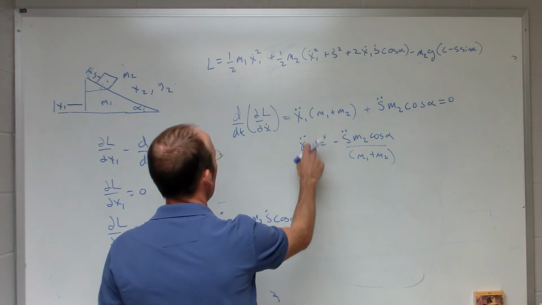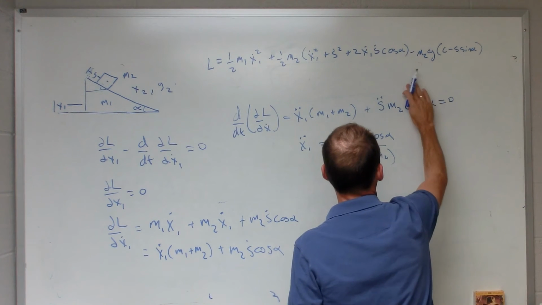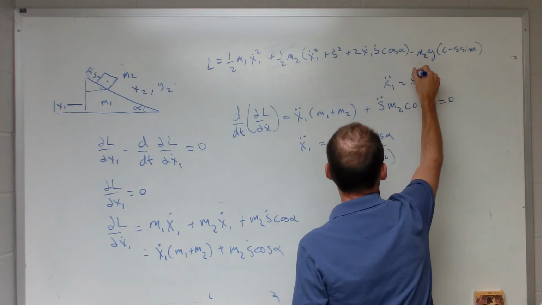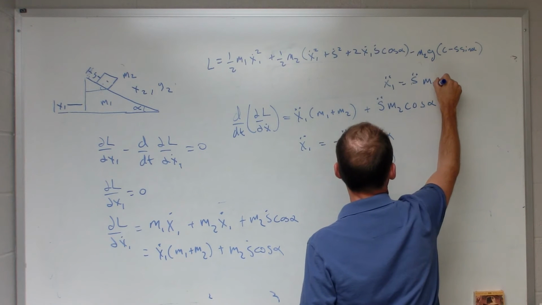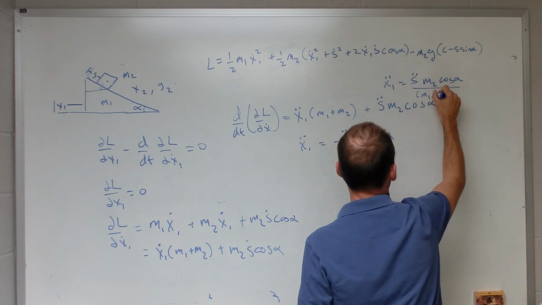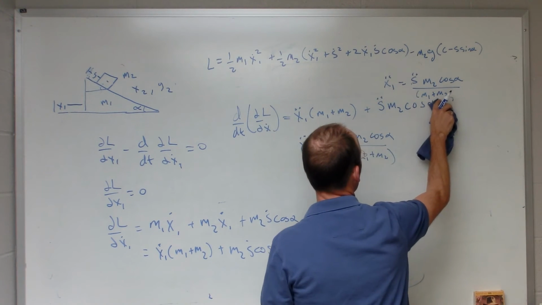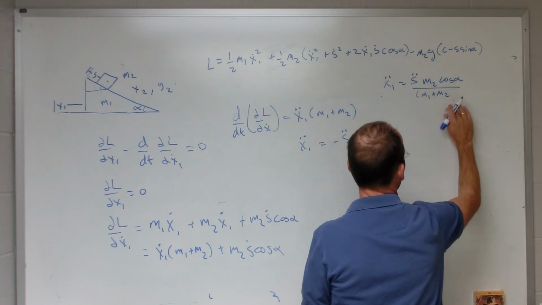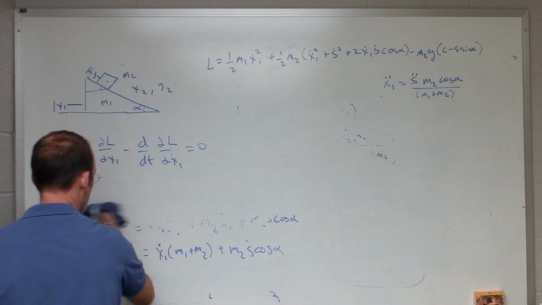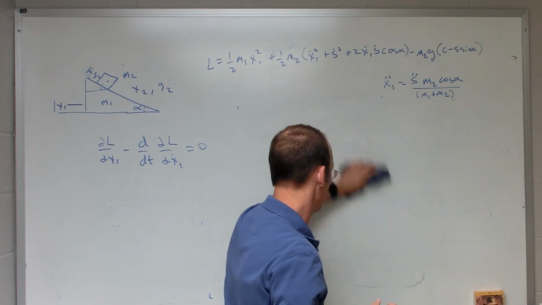Let me write this up here, and then I can erase it, because we need it for later. So x1 double dot equals s double dot m2 cosine alpha, all of that over m1 plus m2. So now I can erase the rest of the stuff. And there might be an error in there, but the idea is legit.